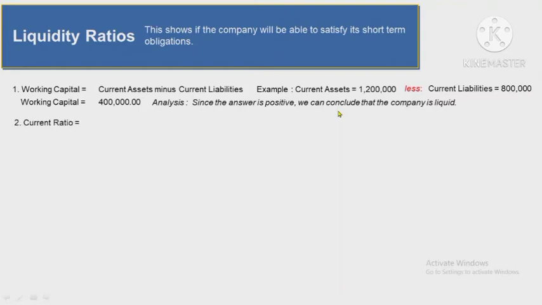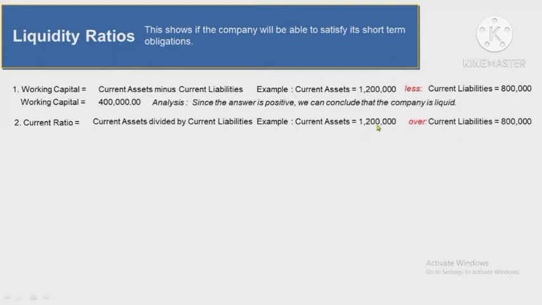Next, we have the current ratio, which is just the current assets over the current liabilities. Let's apply the same example: current assets of 1.2 million over current liabilities of 800,000 equals 1.5. Since the answer is more than 1, the current assets are bigger than the current liabilities, which is good in terms of liquidity. A liquidity problem arises if the answer is less than 1. To make this simpler, this means that the current assets are 1.5 times larger than the current liabilities.